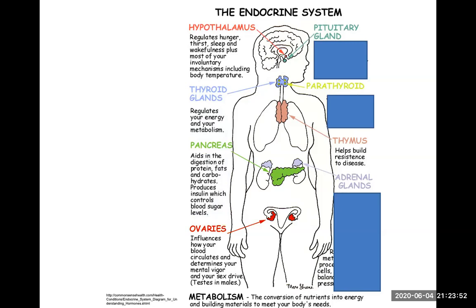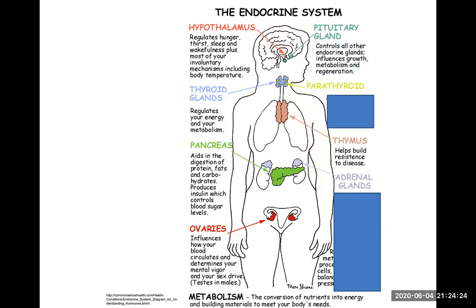Your pancreas has both exocrine and endocrine function. So we include your pancreas when we talk about the digestive system because it releases digestive enzymes that help in the digestion of proteins, fats, and carbohydrates, whereas the pancreas's endocrine function produces insulin, which lowers your blood glucose levels. Ovaries and testes will influence how your blood circulates, your mental vigor, your sex drive. They'll release the sex hormones.